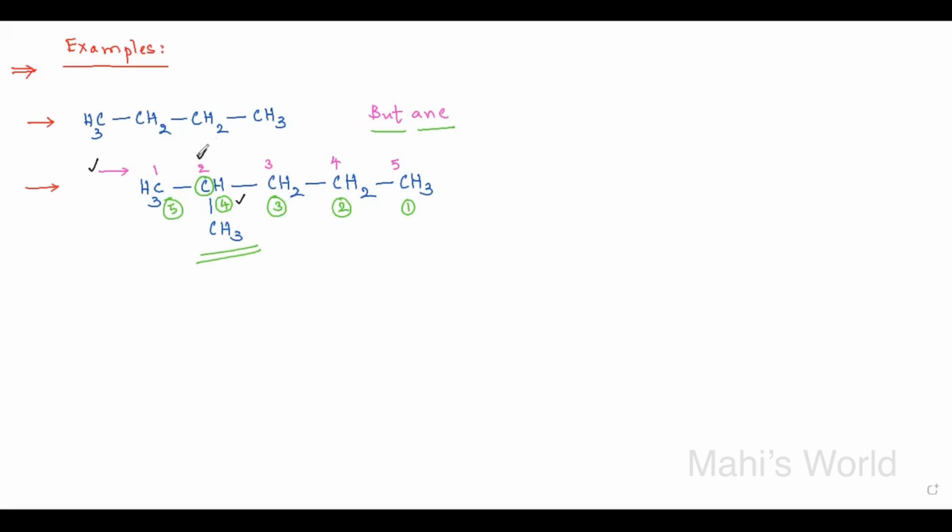Remember, it should get the least number. So this numbering is correct, whereas this numbering is wrong. Let us just forget about this numbering because it is anyway wrong and we are getting a big number to the carbon to which a side chain is attached. So I've just taken this one into consideration. Now, what is this group called? The one that is connected to the second carbon.